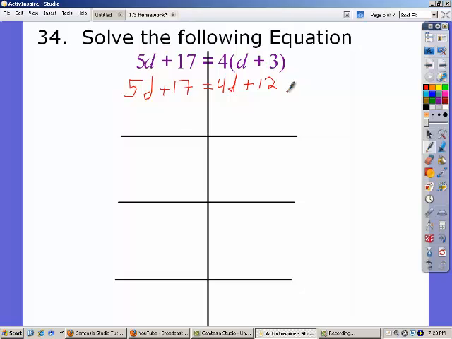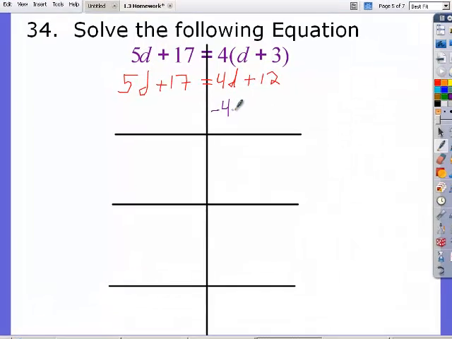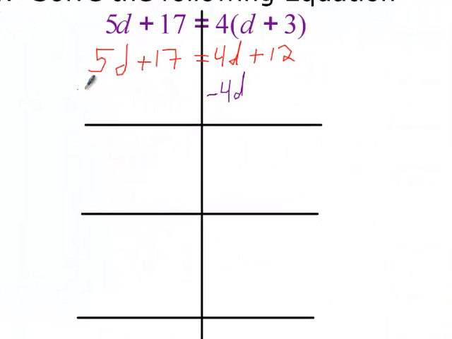Okay, so now this problem is just like what we did on the previous screen. Okay? We have d's on both sides of the equal sign. That's not good for us. So we're going to move one set of d's. Which one's smaller? Right, the 4d. So we're going to subtract 4d from both sides.